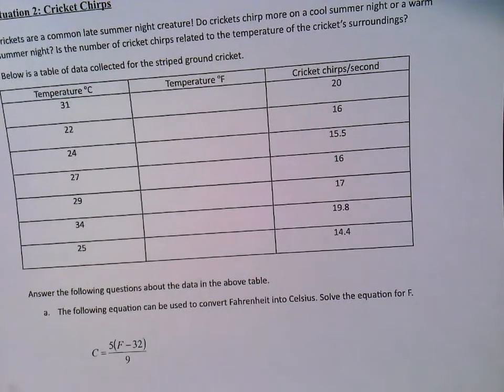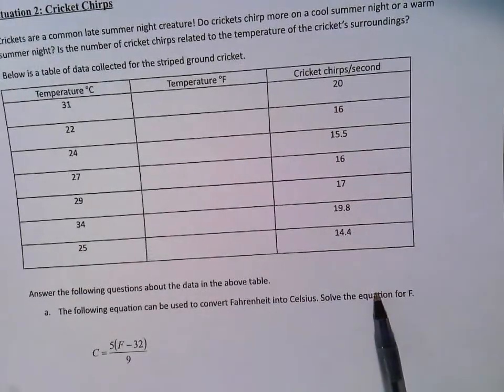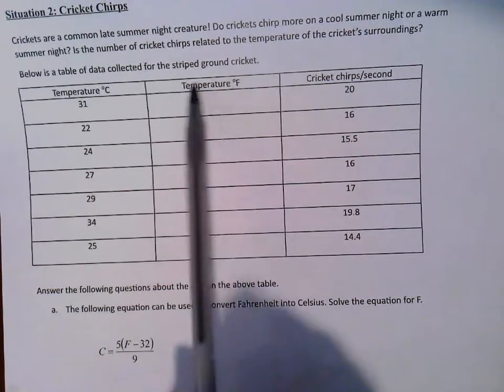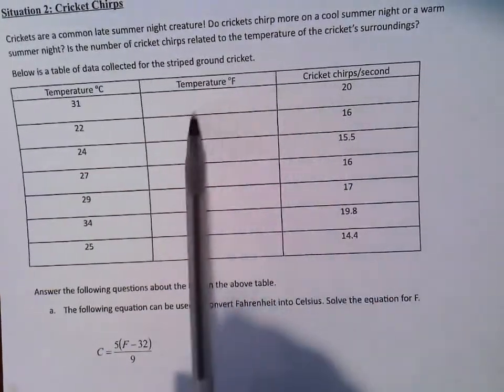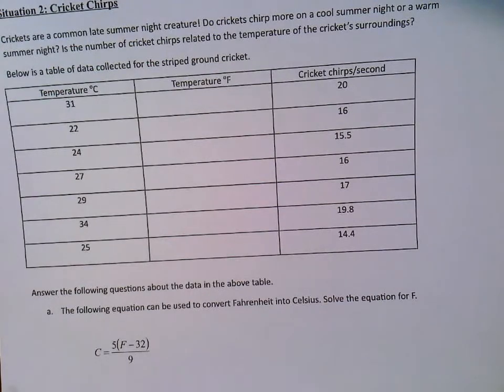They want you to fill in the Fahrenheit column, then use Fahrenheit as X and cricket chirps as Y. And you don't have to order these as long as whatever this is next to this in your table under Stat Edit. You should be able to complete that problem just fine.